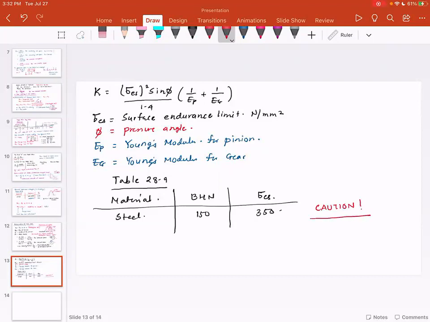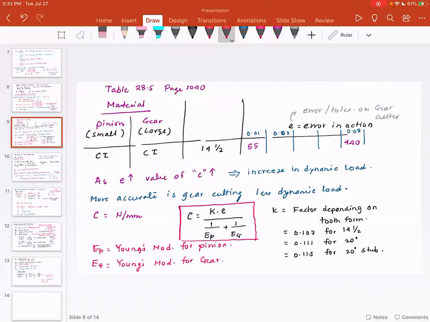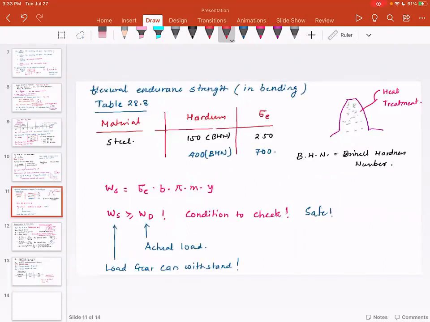Sigma ES is different than sigma E. And I want you to take a minute here, pause, and go back to the table that I showed you earlier. For an example, the earlier table I showed you is this.